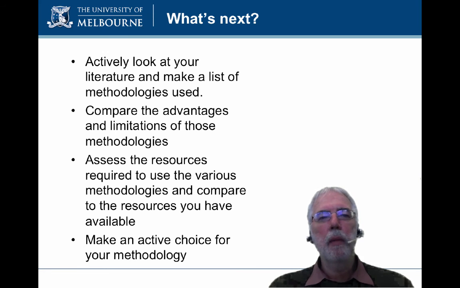So what's next? Actively look at your literature and make a list of the methodologies used by the people that are doing research in your field. You can compare the advantages and limitations of those methodologies. Assess the resources required to use the various methodologies and compare to the resources that you have available. Your resources may be quite limited compared to some of the journal articles that you found in your field. And finally, make an active choice for the methodology that you are going to use in your project and justify that choice.